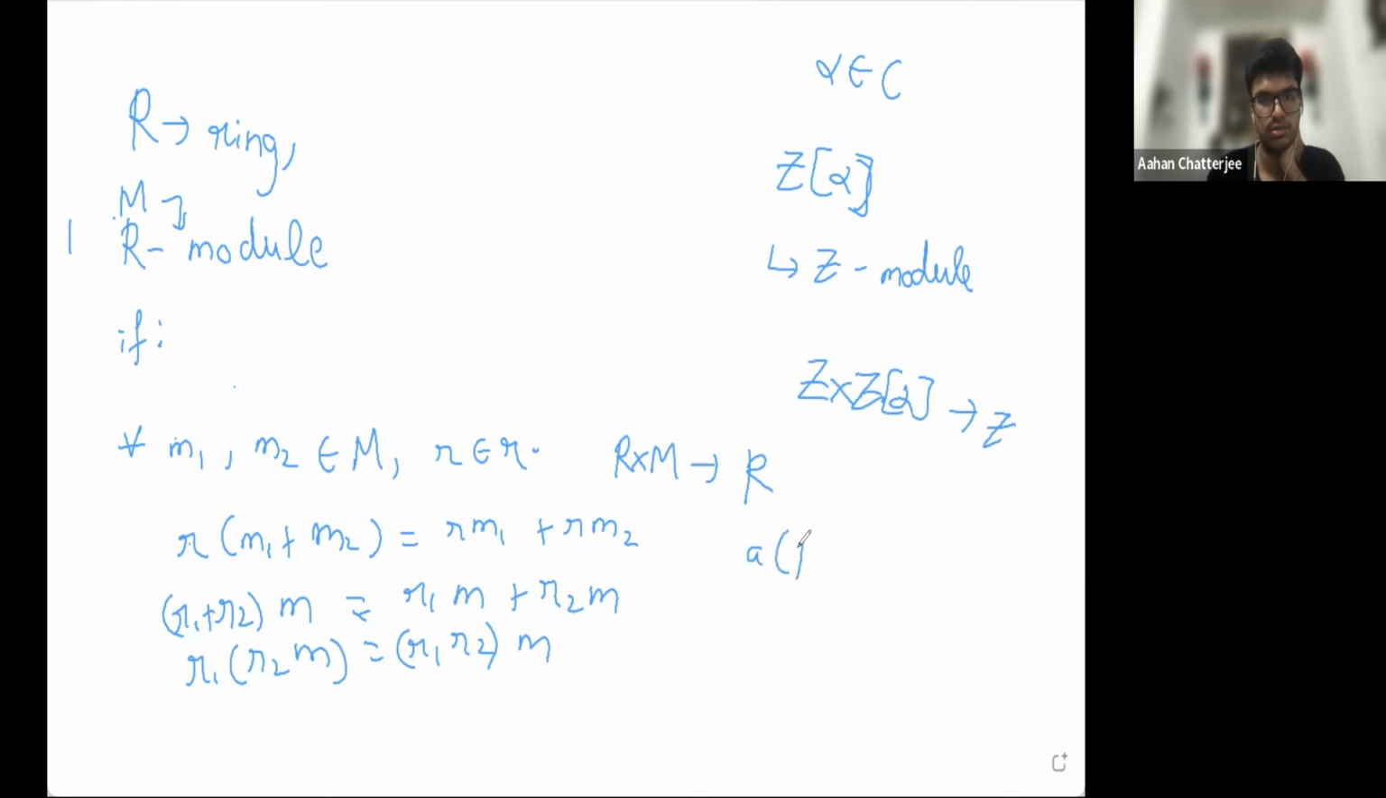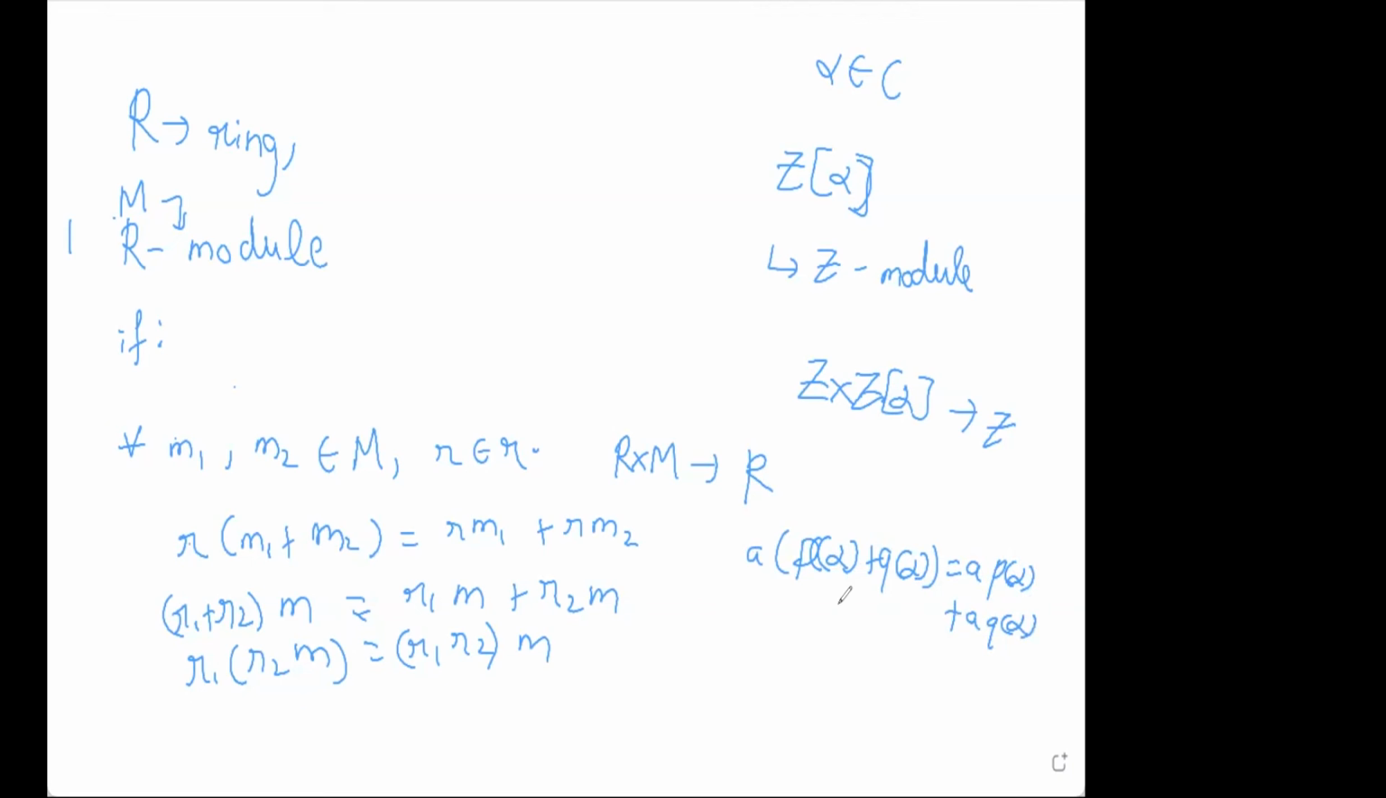Whereas if I have an integer a, so I have p alpha plus q alpha is a times p alpha plus a times q alpha. So this is fine.